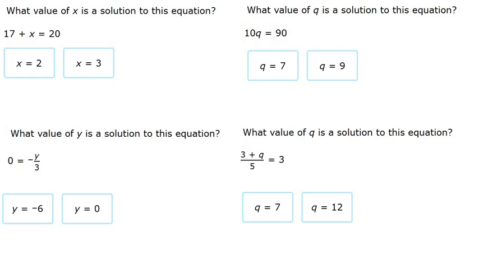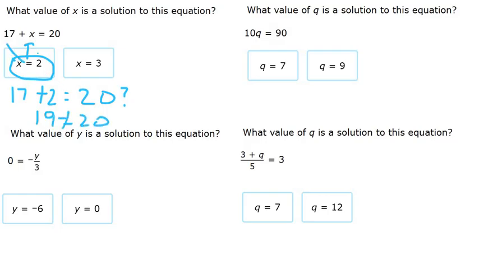So for the first one, we're going to find out if x is a solution to this equation. That just means that if we were to put 2 in for x in this equation, does that make it true or not? So does 17 plus 2 equal 20? Well, 17 plus 2, and we can always use our calculator, is 19. That doesn't equal 20, so that one is wrong. We can cross that one off.